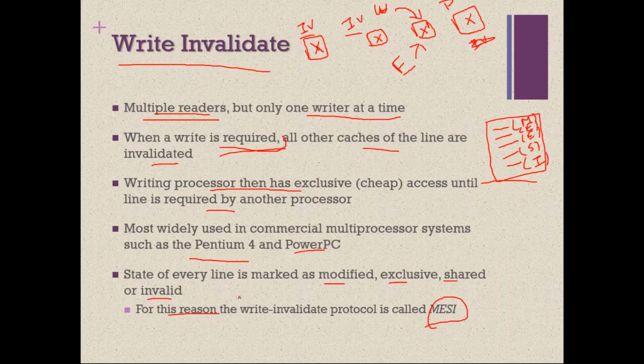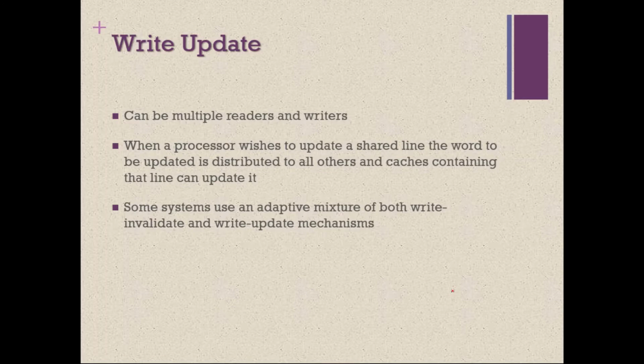And this write invalidate concept is used in Pentium 4 and PowerPC processors. In the case of the write invalidate protocol, every line in the cache will be in any one of the four states. Either it will be modified, exclusive, shared, or invalid. So this protocol is otherwise called the MESI protocol. Okay, fine. The next type of protocol under Snoopy is write update.